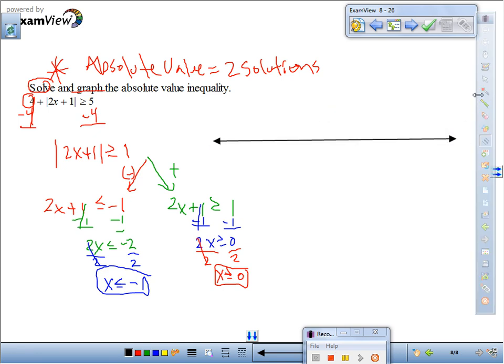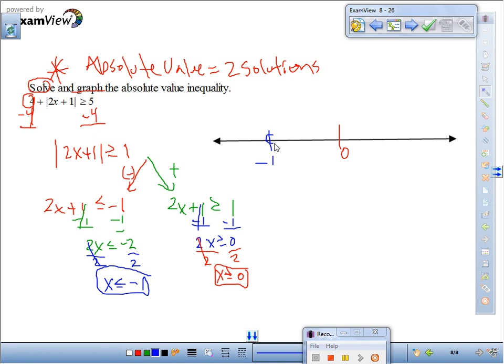Draw your number line. 0. Negative 1. Okay, I'm going to graph the inequality in blue first. Here it goes. It says x is less than negative 1. I need to look at negative 1.